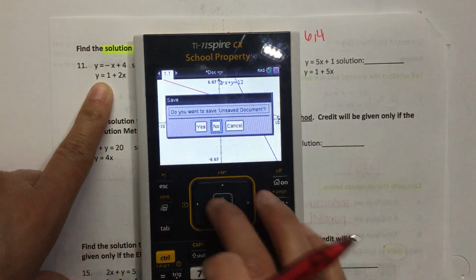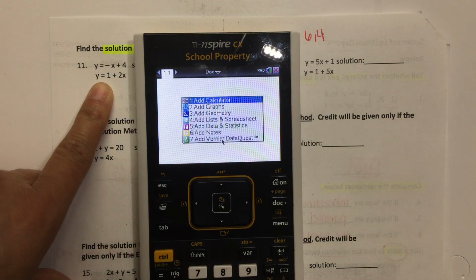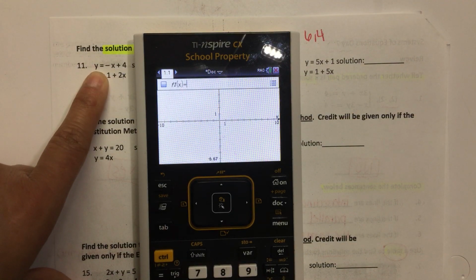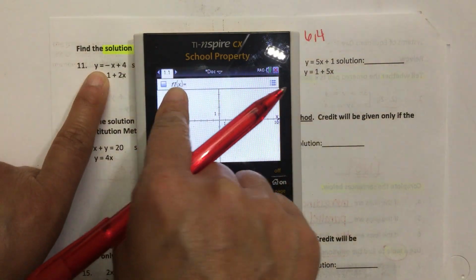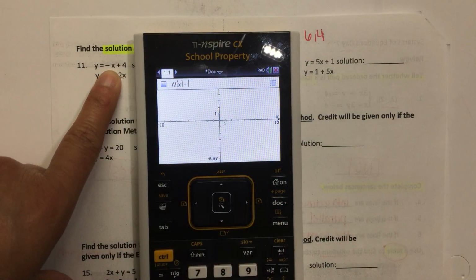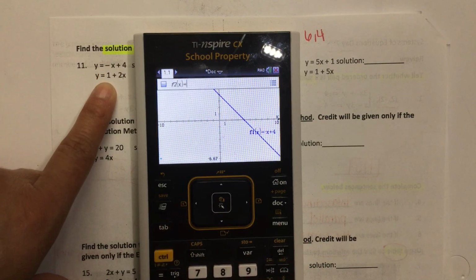Open up a new document, go to number 2 for add graphs. Since the calculator's already preset to y equals, you can just type the equation the way it is. Negative x plus 4, enter. Then you can press tab to graph the second equation, 1 plus 2x, enter.